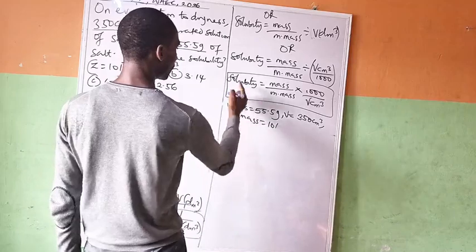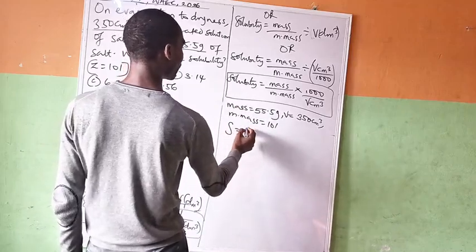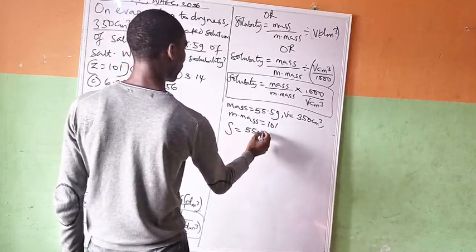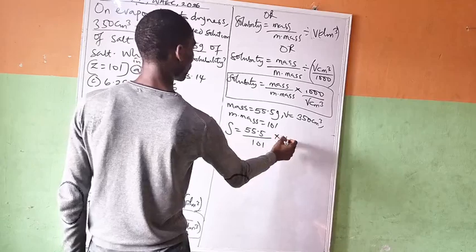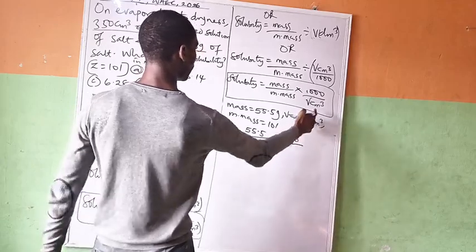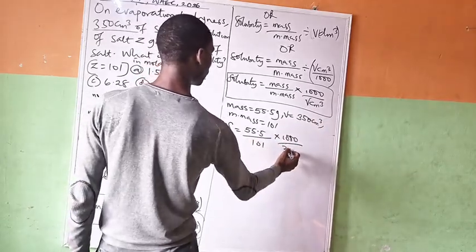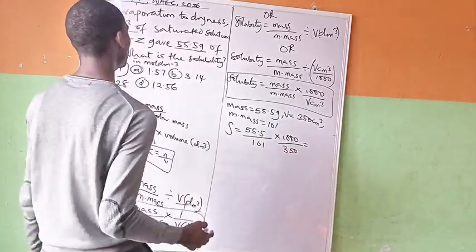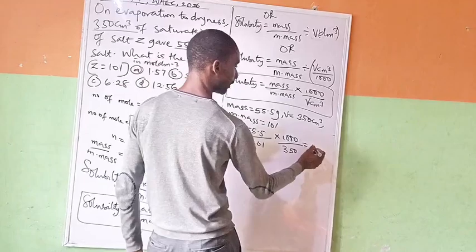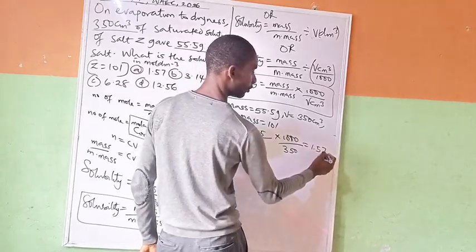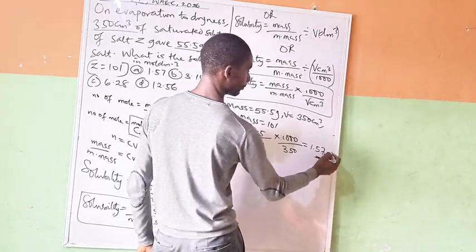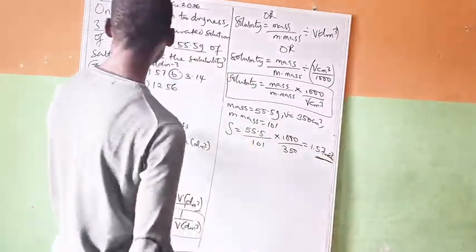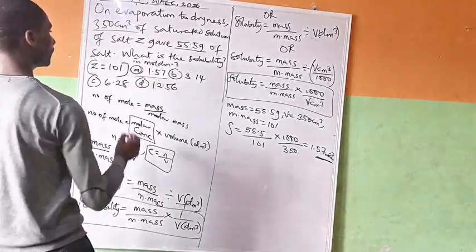So let's slot in the values. Our solubility will be mass, which is what? 55.5 divided by molar mass, which is 101, times 1000 over V in centimeter cube, which is 350. If you calculate this correctly, the answer is going to be 1.57 mole per dm cube, and that's in the options.